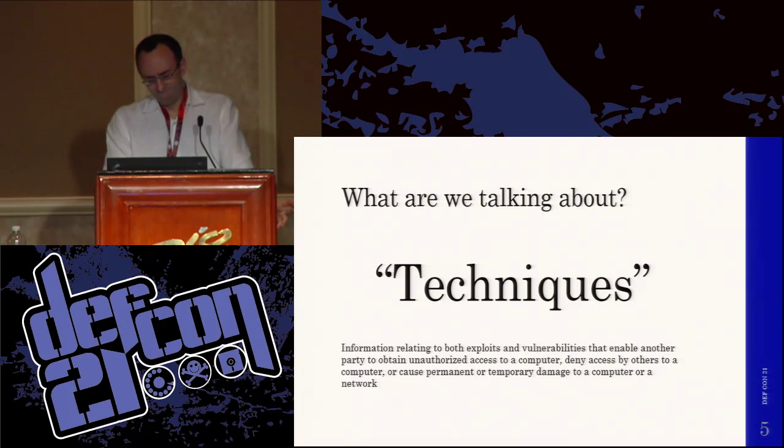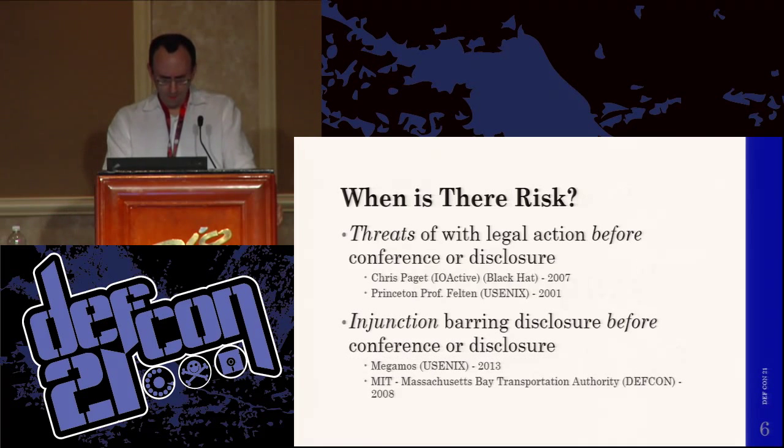So in general, we're talking about techniques. I've sort of defined it here broad spectrum, everything from denial of service, a technique that might be used for a denial of service attack, to something that's more akin to investigatory web browsing. Okay, first, when is there risk to a security researcher? There are three general areas where we see the risk starting to show up.